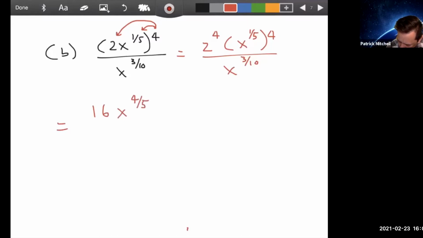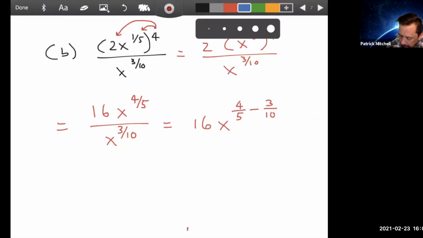And then we divide that by x to the 3/10. Okay, so now I'm getting ready to do quotient rule again, where I subtract my exponents. So this is going to be 16 times x to the power 4/5 minus 3/10. The common denominator is 10. So we're going to do the top and the bottom of this one by 2.